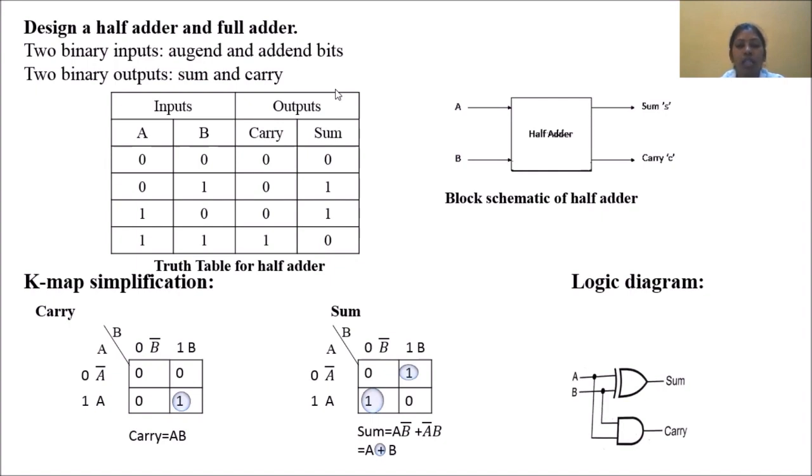Using these equations, we can draw the logic diagram of a half adder. We have two inputs A and B. When you XOR these two inputs, you get the sum expression, and when you multiply these two inputs, you get the carry of the expression.